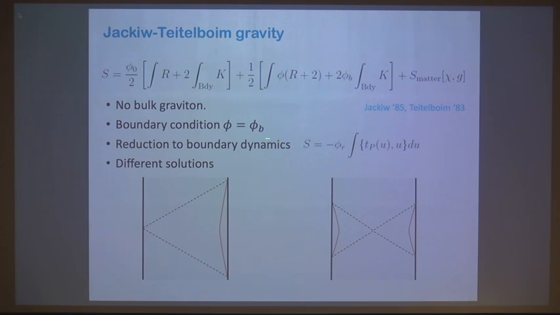OK, so then just to mention that this theory, because the bulk has no degrees of freedom, you can reduce it to a boundary dynamics, which is described by the Schwarzian derivative term. And that describes the reparameterization of time along the boundary.